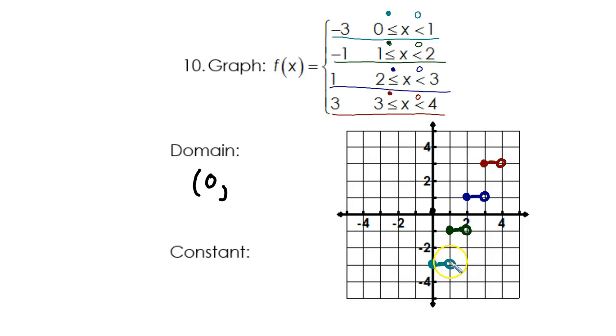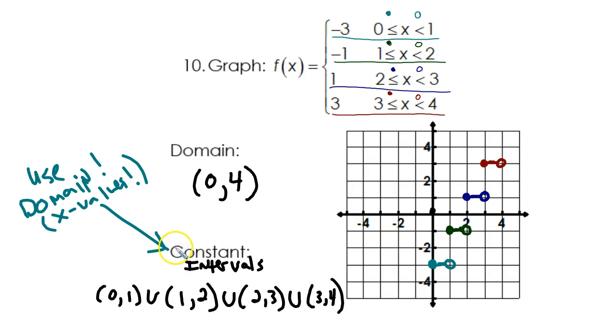Even though the function jumps, there's no break in the domain because I go from 0 to just left of 1, but 1 is still covered. And from 1 to just left of 2, but 2 is still covered here. And 2 to just left of 3, but 3 is still covered. And I stop at 4. That's the highest that I go. Because it has an open circle, it's going to get a parentheses.